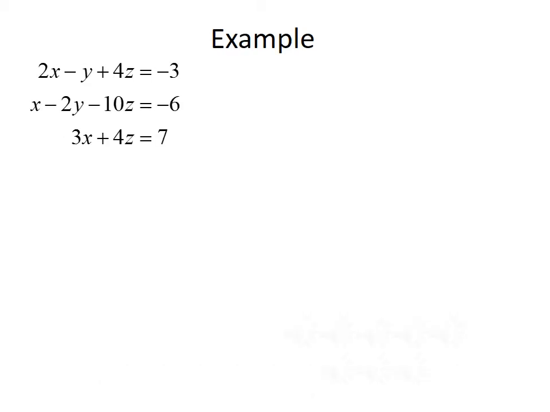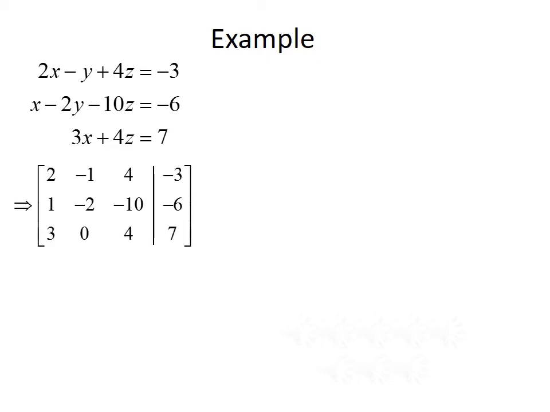Let's look at another example. So this time we're going to have a system of 3 equations with 3 unknown variables. We have 2x minus y plus 4z equals negative 3, x minus 2y minus 10z equals negative 6, and 3x plus 4z equals 7.